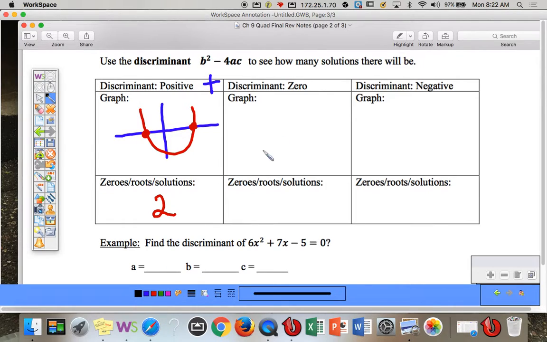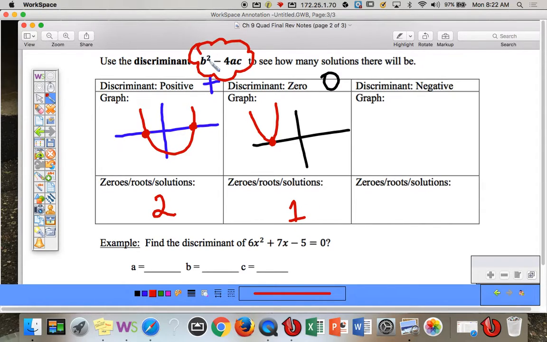If your discriminant is 0, then you will have one solution. Remember the discriminant is this b squared minus 4ac. And if your discriminant is negative, you will have 0 real solutions. So your graph could look something like this, or like this. It would never cross the x-axis.